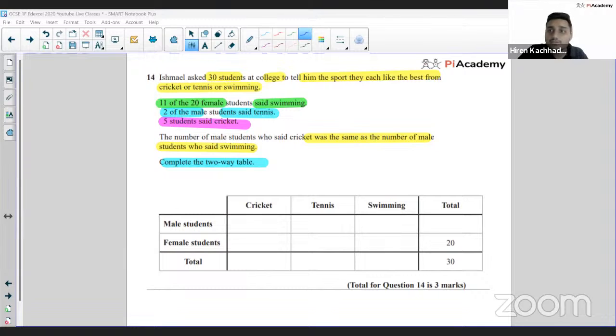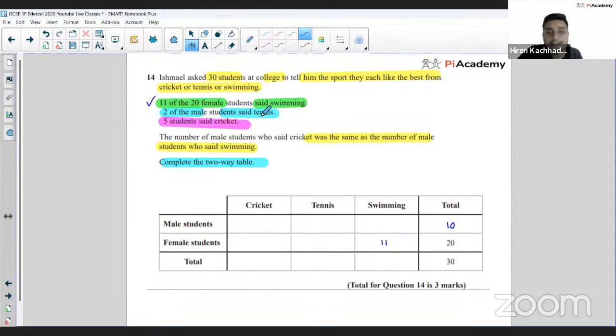It is very clear to you. This one must be 10, right? Yeah, this one must be 10. This you know already. Then 11 of the 20 female students said swimming. So this is the female student, and here you can put 11, because 11 of the 20 female students said swimming. So you can fill this directly, no problem.